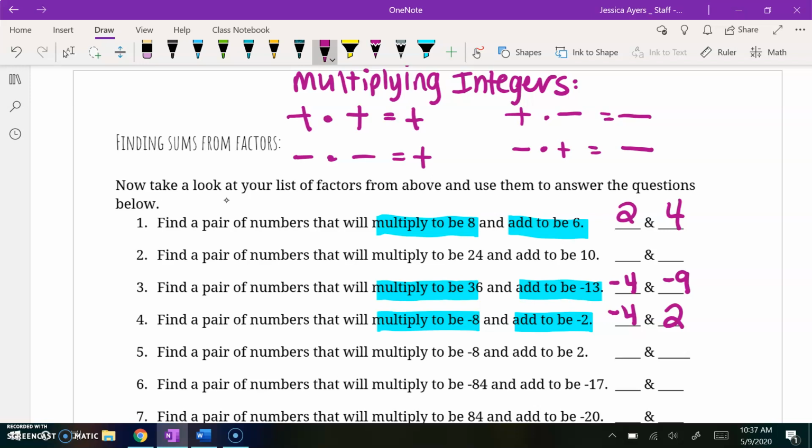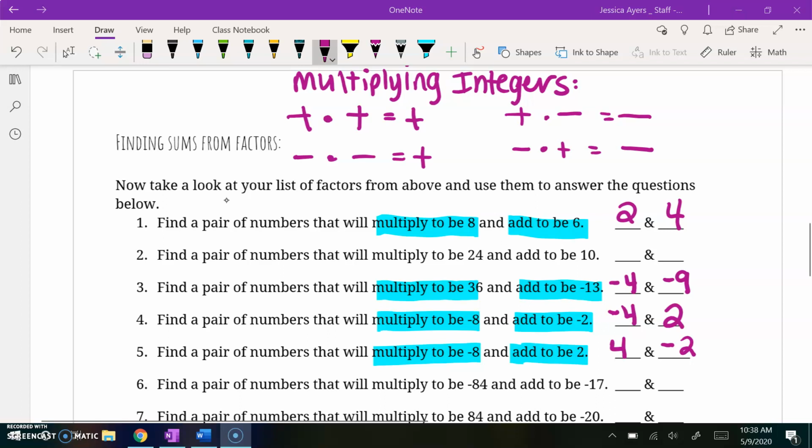The next one's just the opposite. Multiply to be negative 8 and add to be 2. So we already talked about the fact that negative 4 and 2 gives me negative 2. So if I just change it to be a positive 4 and negative 2, then I'll get positive 2 with the multiply of negative 8.